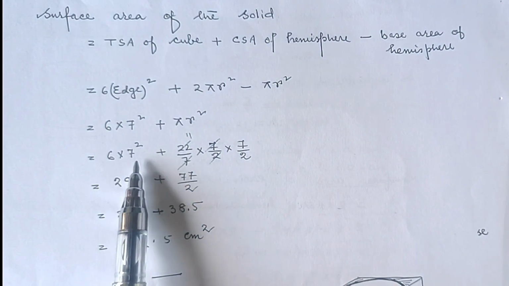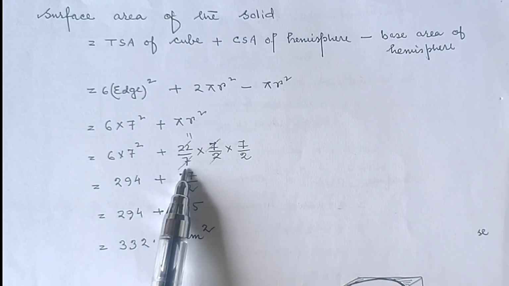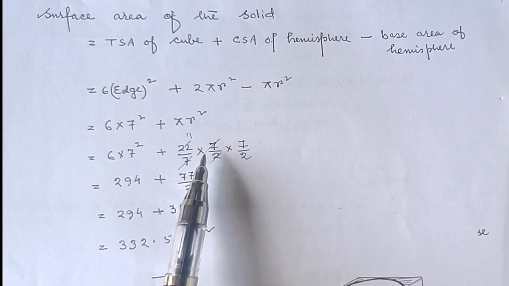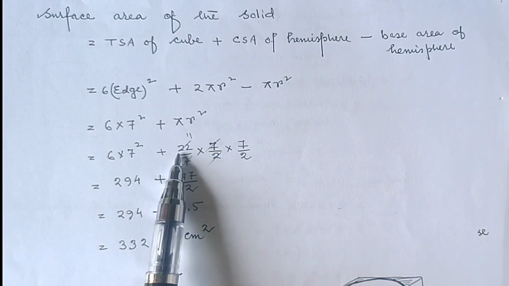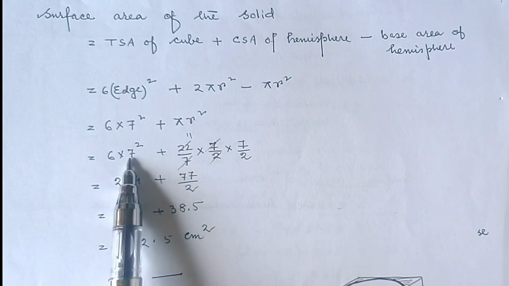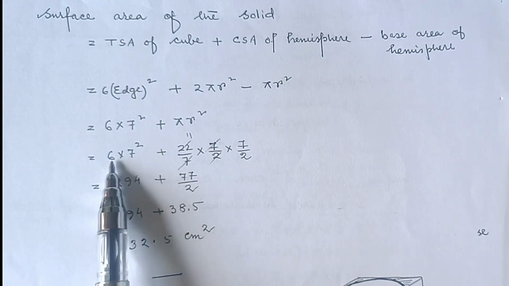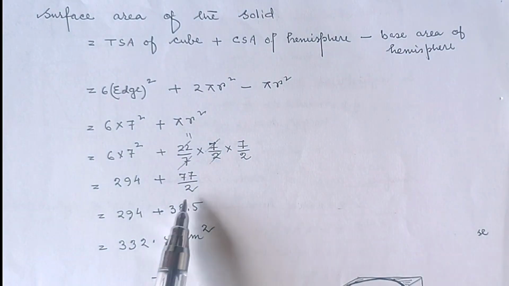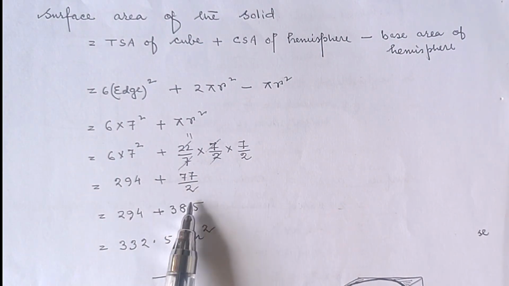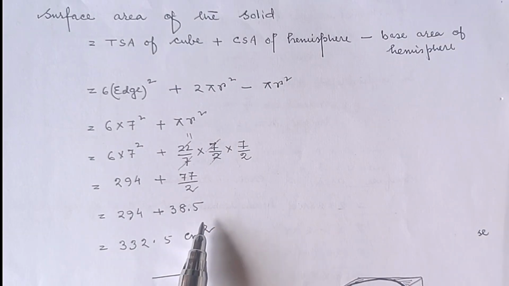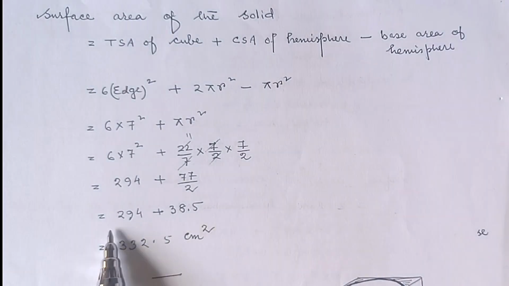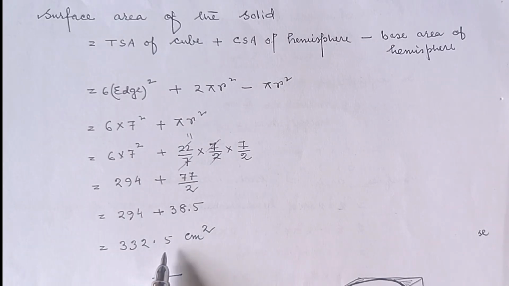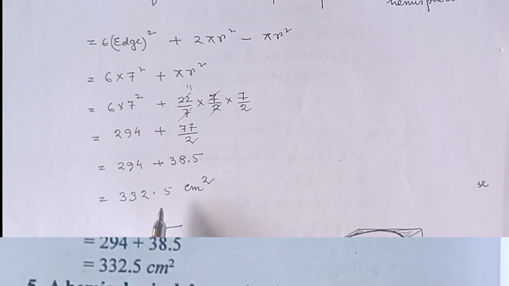So 6 into 7 square plus 2 pi r square minus pi r square will give pi r square. So 6 into 7 square plus pi, which is 22 by 7, into r square, 7 by 2 into 7 by 2. 7 and 7 can be cancelled. 2 and 22 can be cancelled. It will be 11. So 7 square is 49. 49 into 6, 294, plus 11 into 7, 77 by 2. 77 by 2 will be 38.5. So 38.5 plus 294 will give 332.5 centimeter square, which is the required surface area of the solid.